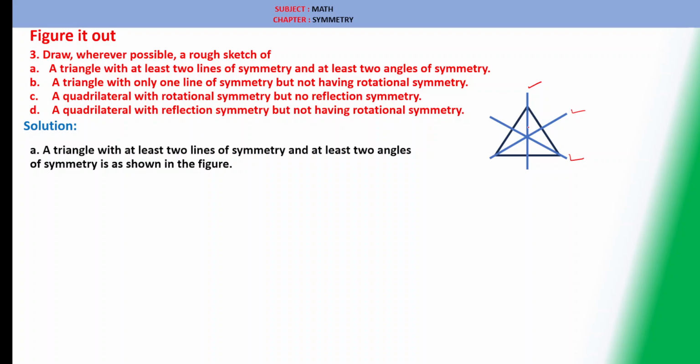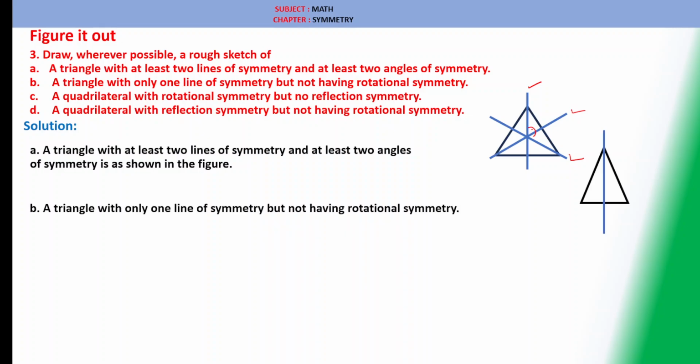The angles also. If we observe here, it can be rotated by 60 degrees or 120 degrees or 360 degrees. A triangle with 1 line of symmetry but not having rotational symmetry is an isosceles triangle with 2 equal sides. If these 2 sides are equal, then it has 1 line of symmetry. But it does not have rotation. After rotating this one, it is not similar to the original picture.